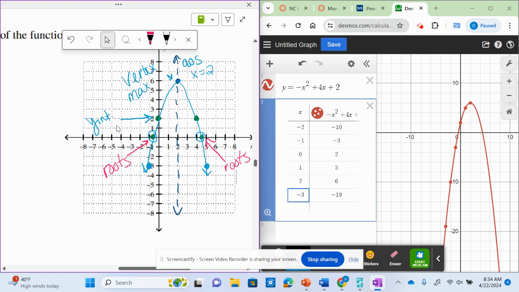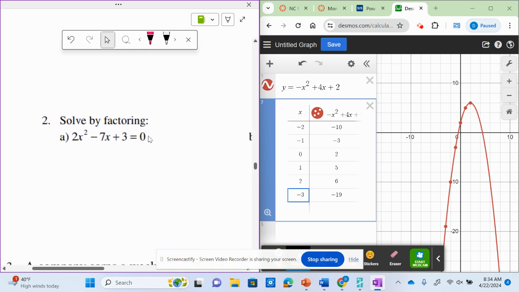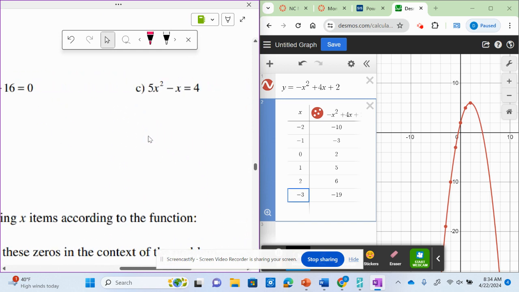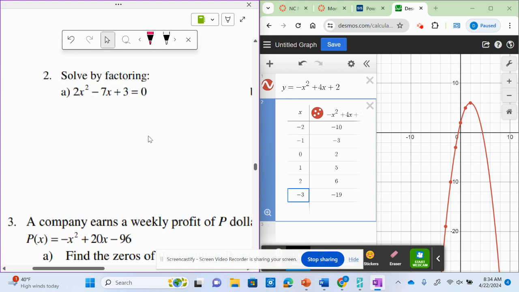All right, I'm going to go to question number 2. Question number 2 says solve by factoring, and there are 3 questions in this. So the first one is already set for us. It's written in standard form. It's set equal to 0, so we can just jump in there. What's the value of A? Does A equal 1? No, it doesn't. So the only way that I can solve this is if I use the slide and divide.